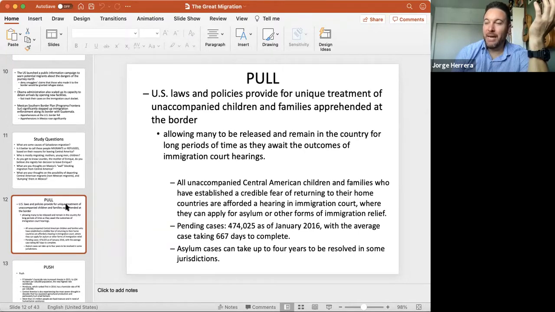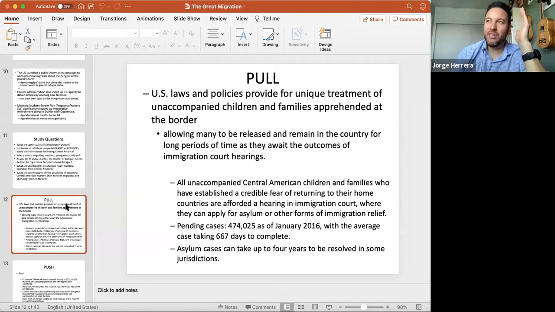A lot of them actually disappear while they're stuck in those cages. Like, they get sold into, there's all these theories out there, right? All unaccompanied Central American children and families who have established a credible fear of return to their home are afforded a hearing in immigration court where they can apply for asylum or other forms of immigration relief. Wow, that's going to entice me to come to the United States, but that's total BS. That doesn't really happen.